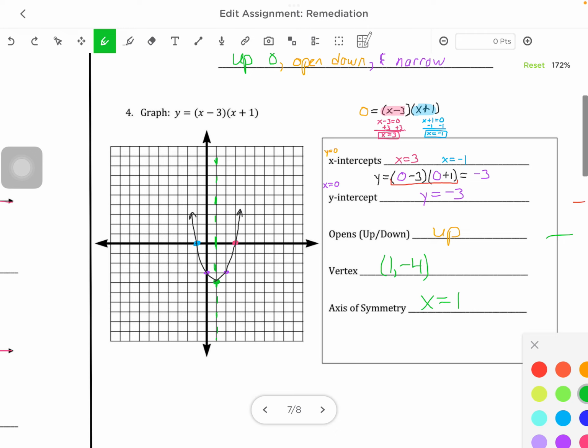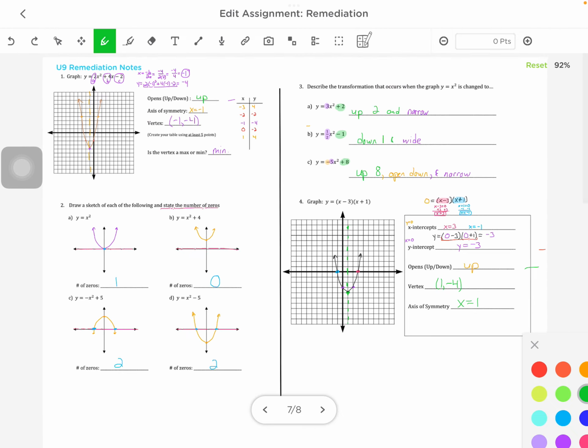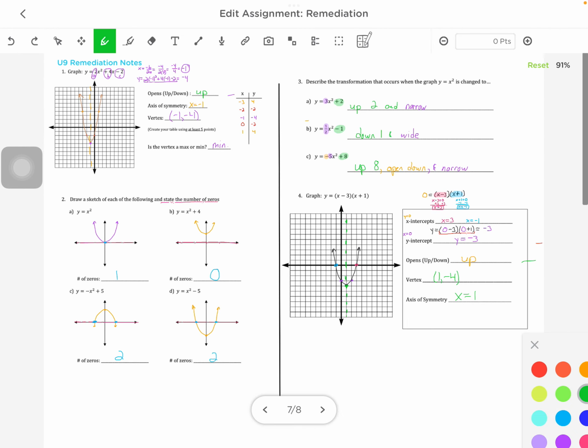If you missed anything, you can rewind the video and rewatch and rewrite anything down that you need to. And then the next step that your teacher will have you do will be to go to the next page on ClassKick and work on your practice.